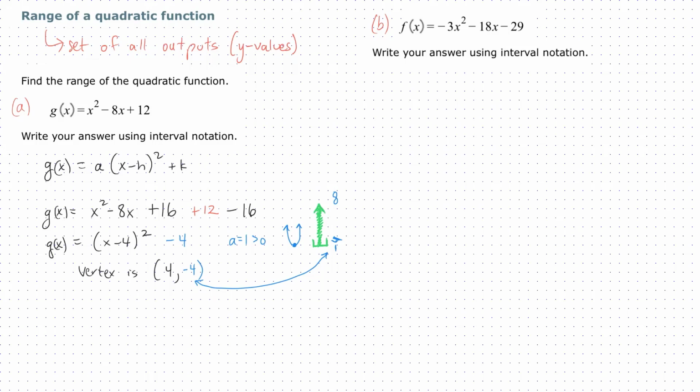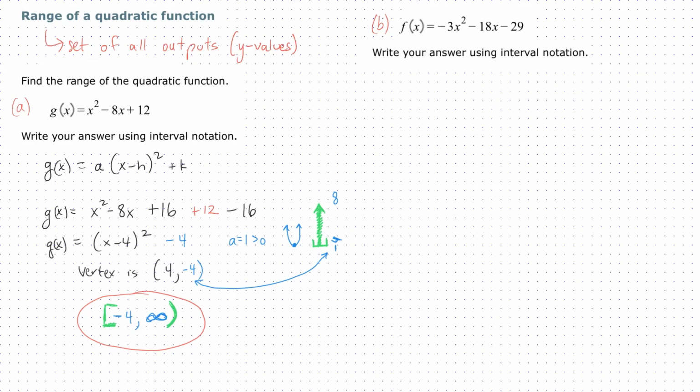We need to write the range in interval notation. So the range in interval notation is bracket negative 4 all the way up to infinity. And then we close that infinity with an open parenthesis. Remember, infinity is a concept. It is not a number. Or you could say it's a symbol, but it's definitely not a number.